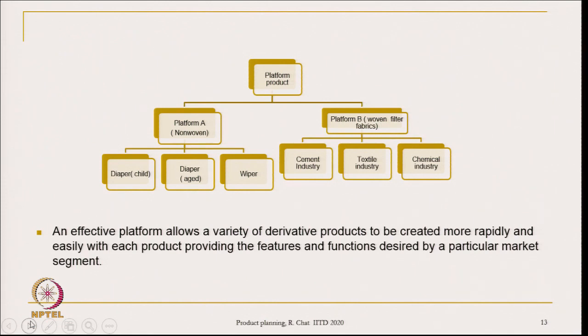So, same platform is used to serve different types of industry. If I was earlier making only products for cement industry or textile industry, then I can think that let me also try to make something for chemical industry now, to develop some filters which can be used for the chemical industry or maybe for pharmaceutical industry. So, these are called basically derivative products, creation of derivative products.